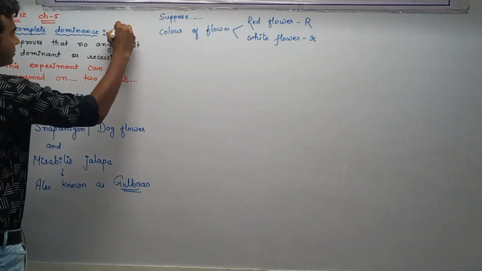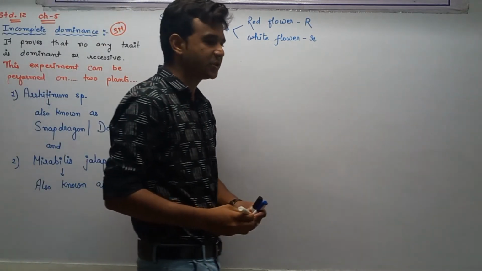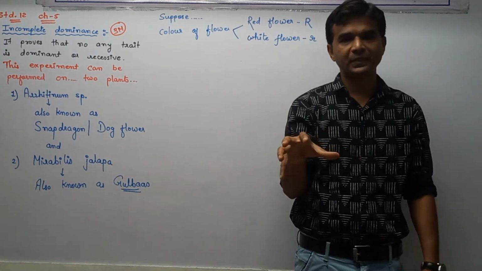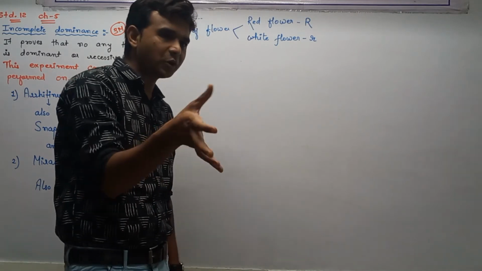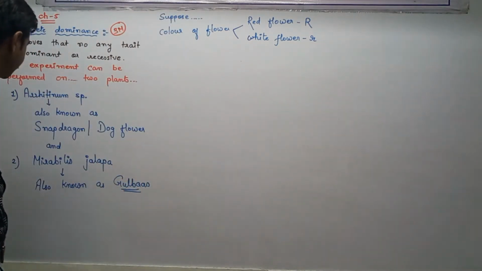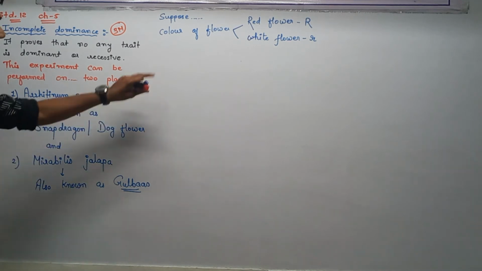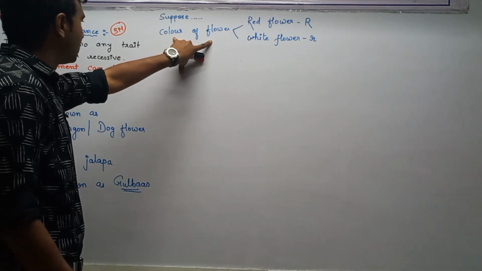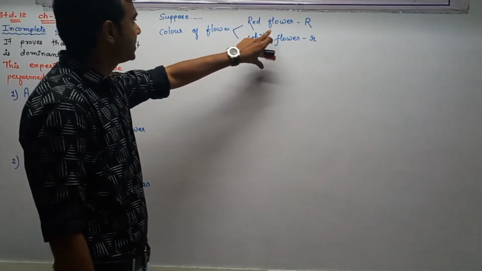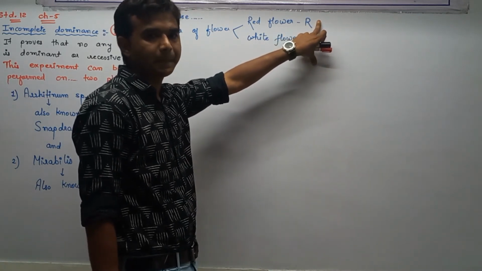But remember, if you write the incomplete dominance, now one question is moving in your mind: in how many marks will this question be asked? 3 marks, fine, with the chart. Or mostly, this question will be asked in the MCQ only. Select the proper option for Mirabilis jalapa or Antirrhinum species, or snapdragon or the dog flower. Red flower is given by capital R, but please don't write here dominant.